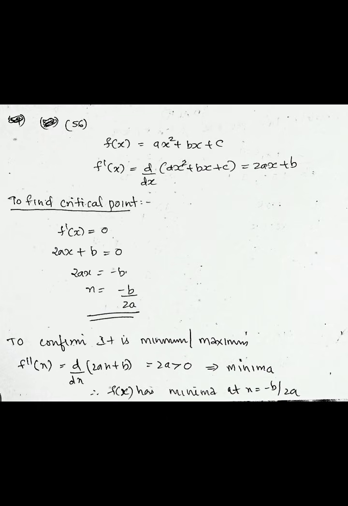To confirm it is maxima or minima, we need to find the double derivative. That is f double dash of x is equal to d by dx of 2ax plus b, that is equal to 2a, which is greater than 0. So we can say that f of x has the minima at x is equal to minus b by 2a.